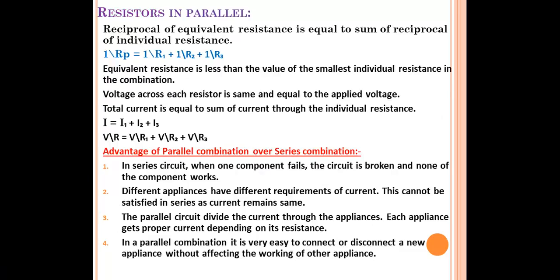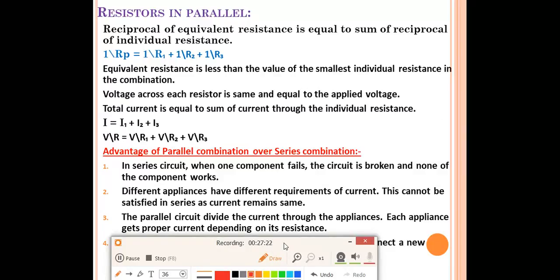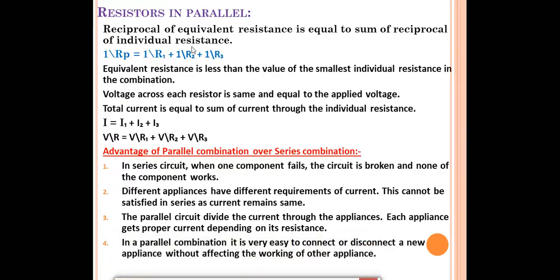Next, we'll read about the parallel combination, resistors in parallel, and how they are connected. The reciprocal of equivalent resistance is equal to the sum of the reciprocals of individual resistances. Reciprocal means 1 by R. Suppose this is the reciprocal of 2, 1 by 2. So 1 by RP, where P is for parallel, equals 1 by R1 plus 1 by R2 plus 1 by R3. Sum means 1 by R1 plus 1 by R2 plus 1 by R3.